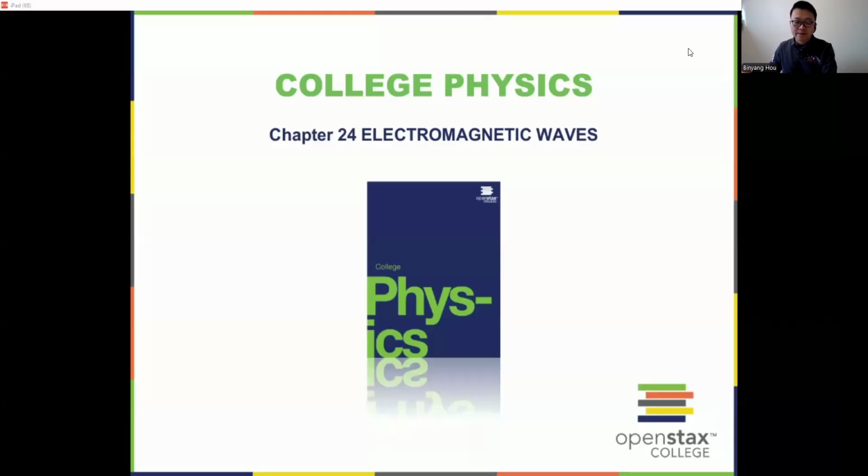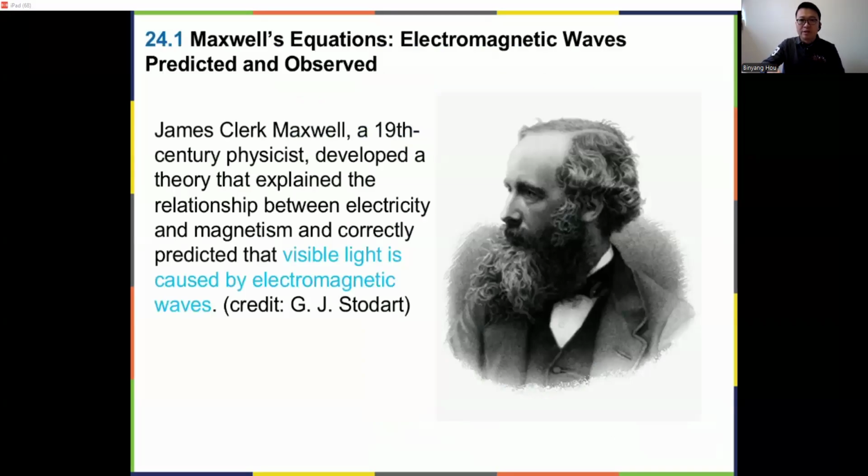All right, welcome back. So today we'll be looking at chapter 24. This is kind of a summary chapter for the previous couple of chapters. Basically, it summarizes what we learned in electricity and magnetism. So let's jump in here.